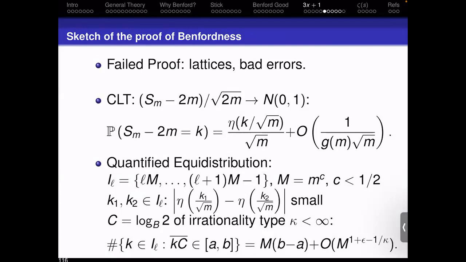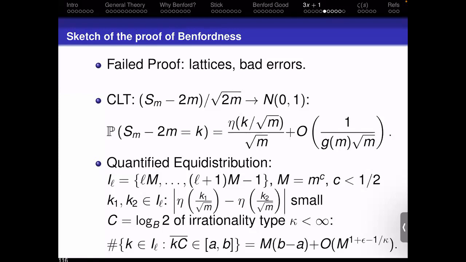So we know by the central limit theorem that a geometric random variable Sm minus 2m divided by square root of 2m is going to converge to being normally distributed. So we know we're in a situation where the main term is going to be given by a Gaussian, and then we have some kind of error that we need to control. And the way we control the error is we ask, essentially, how often are various things going to land in different intervals.